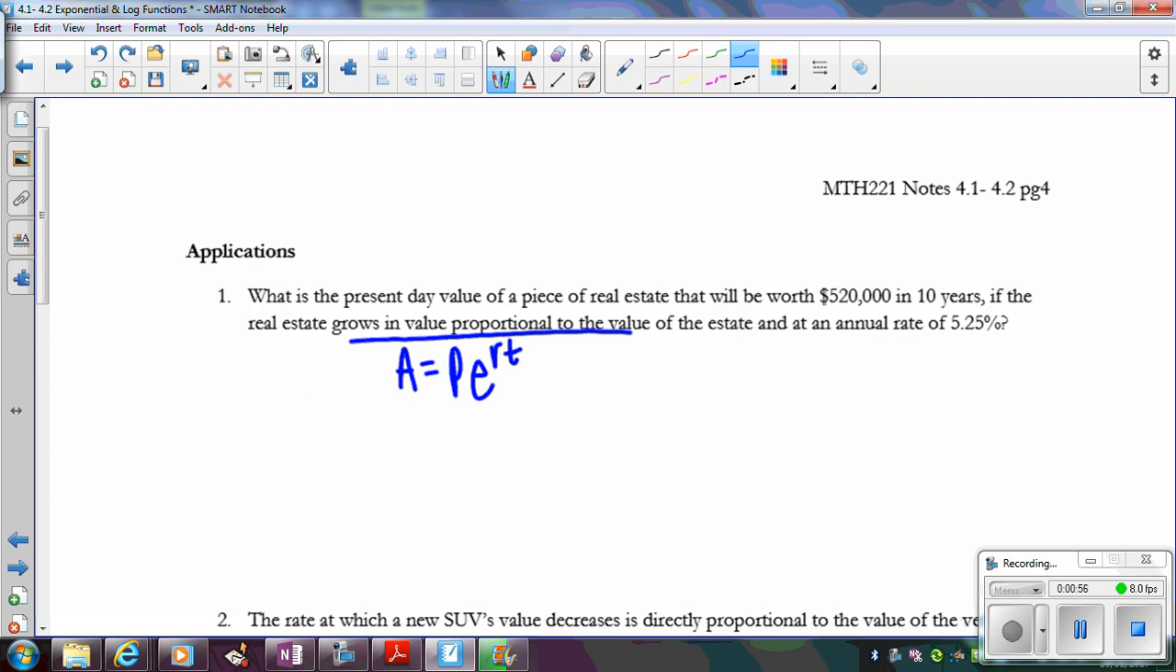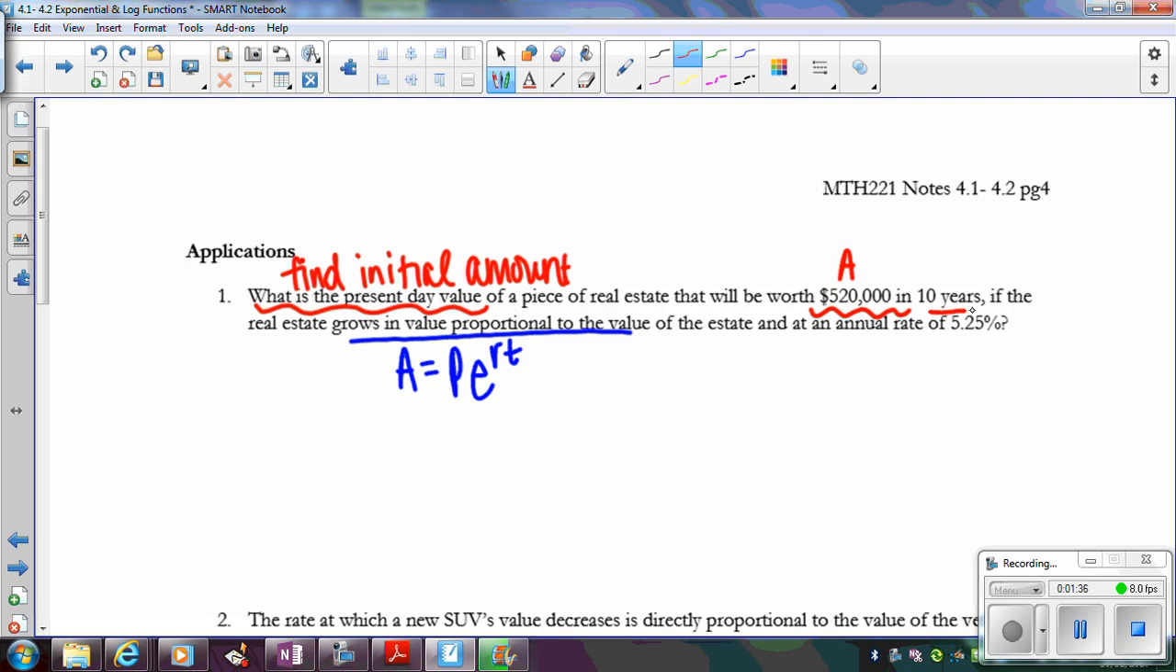What I'm trying to find is the present day value. That means that's your initial amount, because it'll be worth 520,000 after this time period with this rate. That's going to be the total amount. So what this question is really asking when it says present day value is what's the initial amount you'd have to put in. So we want to find the initial amount. And this is the future amount, or the total amount, so this is going to be A.